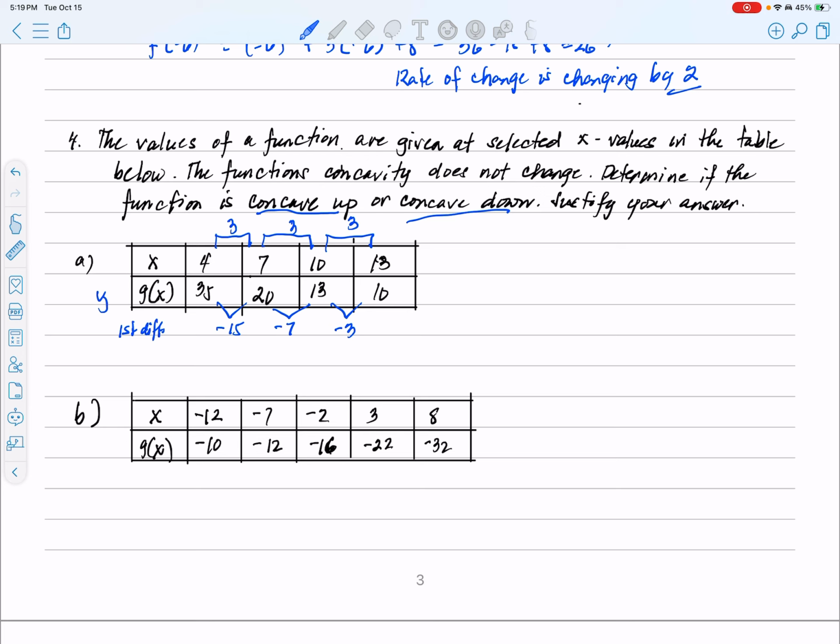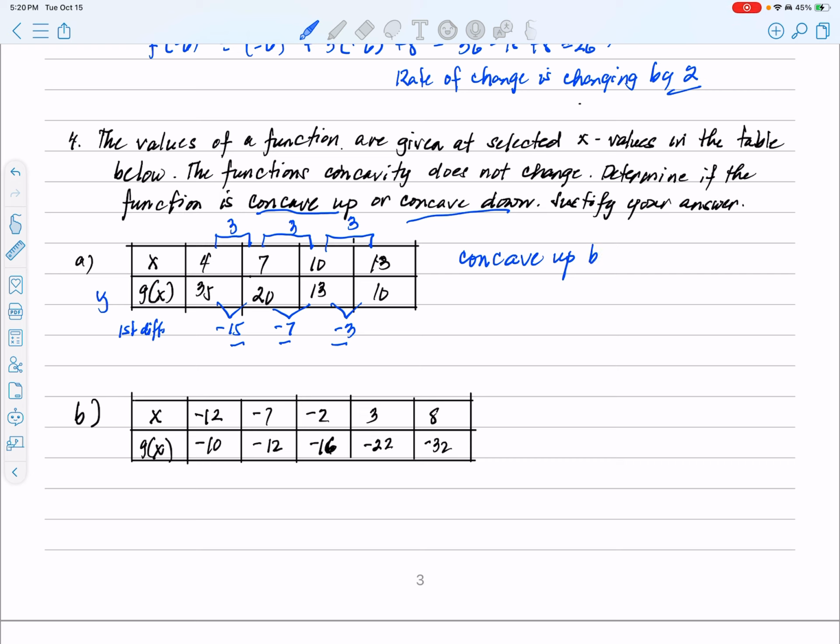Is it increasing or decreasing? By just looking at it, you will know right away that this is increasing. From negative 15, negative 7, negative 3, as we move on closer to 0, that means the rate of change is increasing over the equal length input interval. Okay? So I would say if it's increasing, it's concave up.